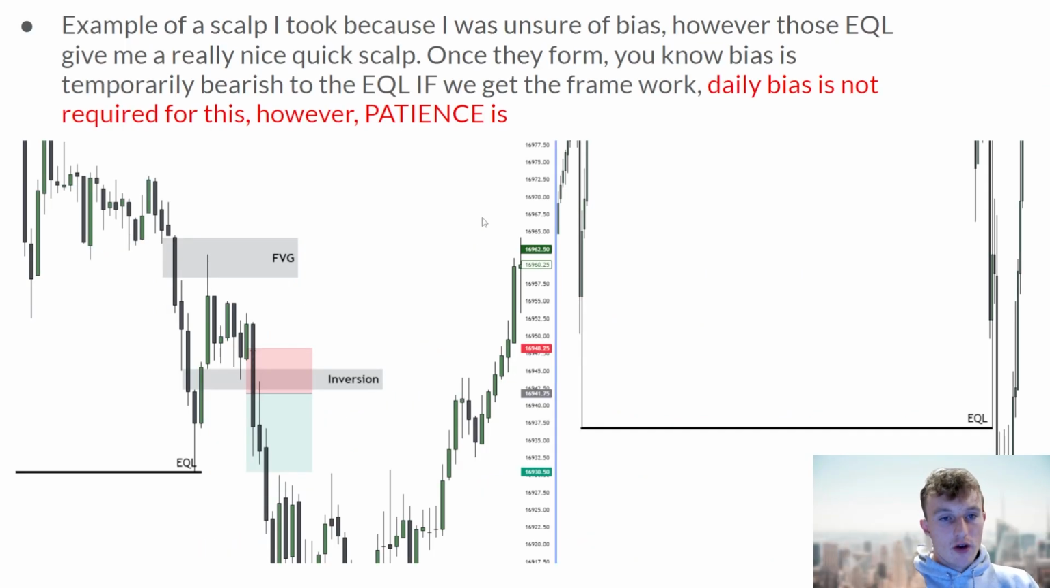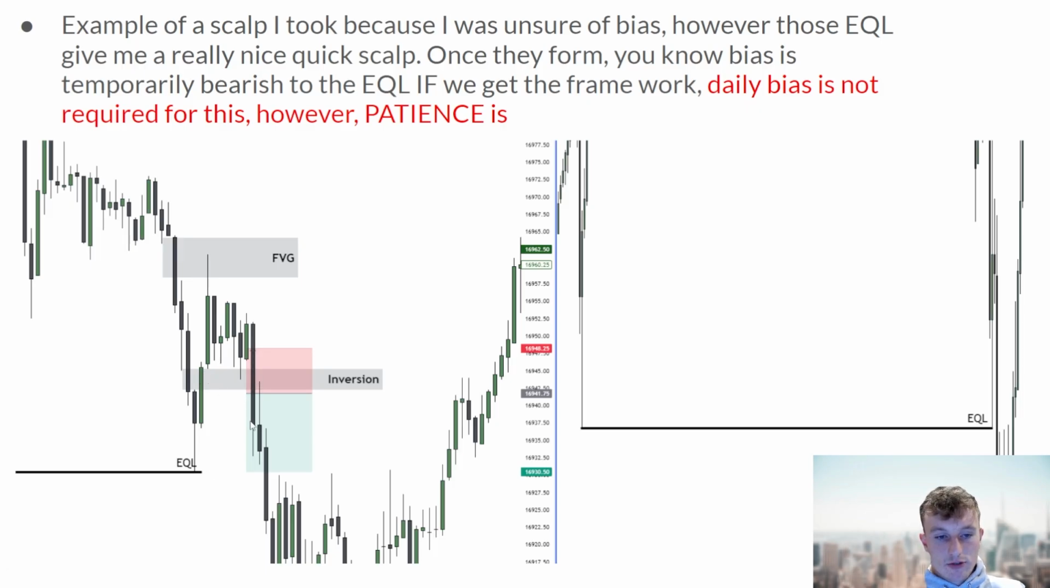And to end this video, this is actually an example of a scalp I took because I was unsure of daily bias here, but we formed really nice intraday equal lows here. Okay, we formed nice intraday equal lows. And then I think this is the 1 minute or the 30-second, but on that chart, we delivered from a fair value gap here, and we had an obvious inversion. It was the last one left, and we had equal lows below.